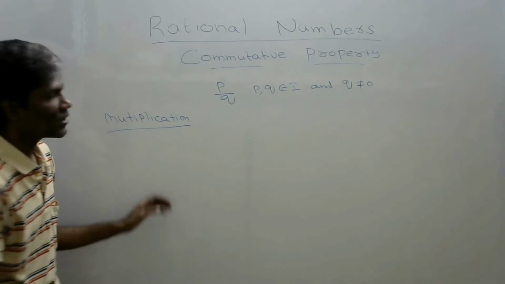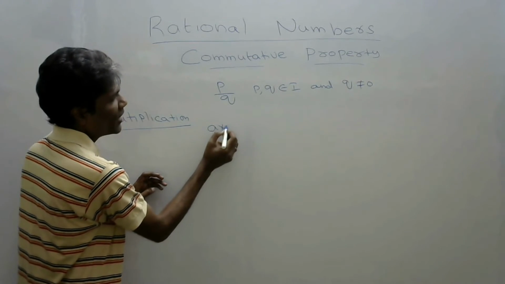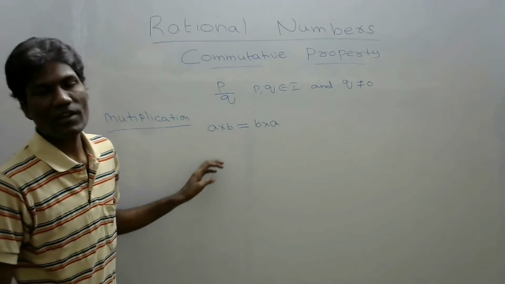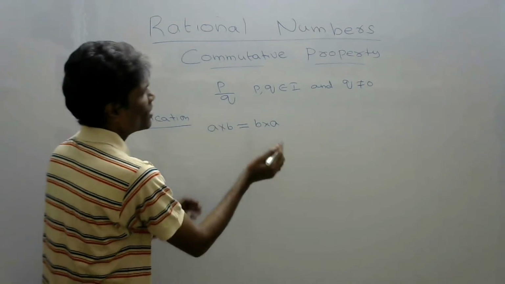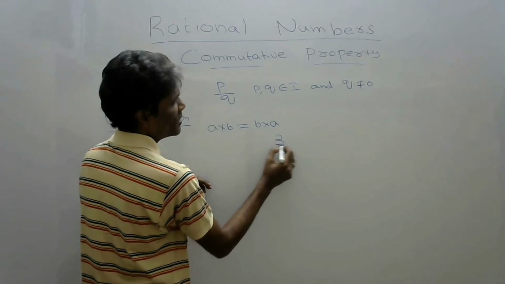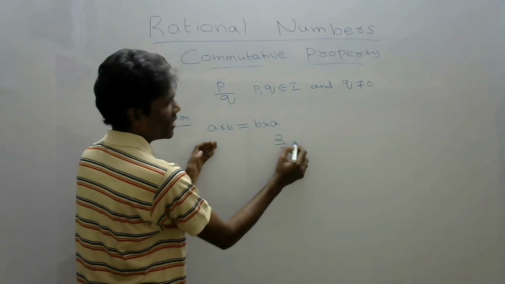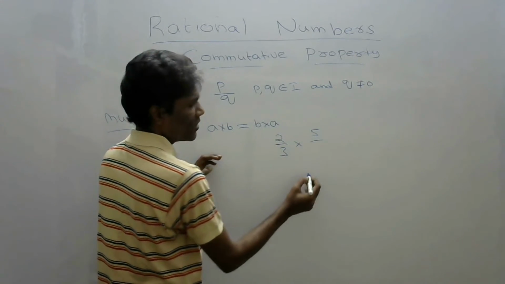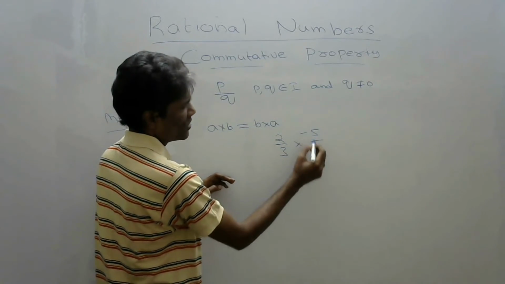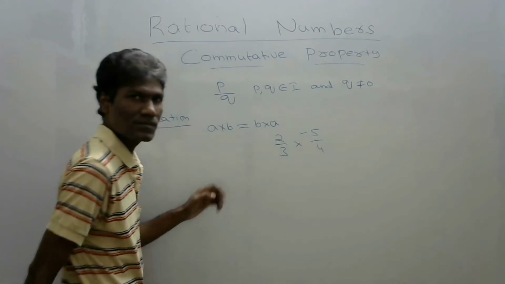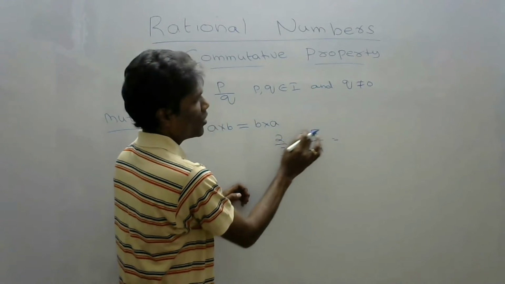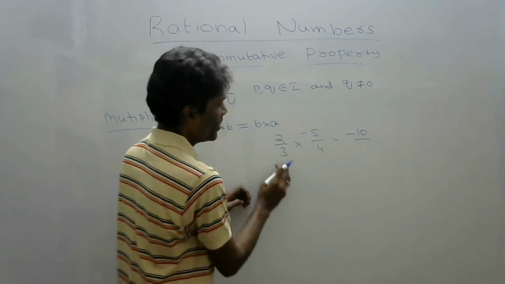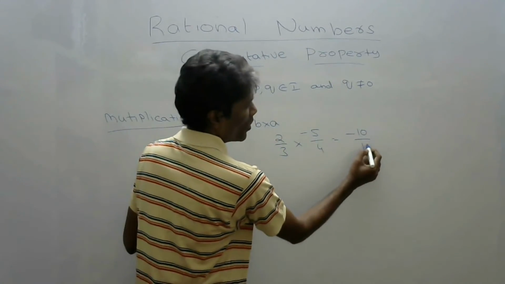So, here we need to check whether a into b equal to b into a or not. We need to check it out. Take some numbers, say 2 by 3, and the second number we will take as some other fraction, like 5 by 4, this time say minus 5 by 4. So 2 into 5, 10, minus 10 divided by 3 fours are 12.